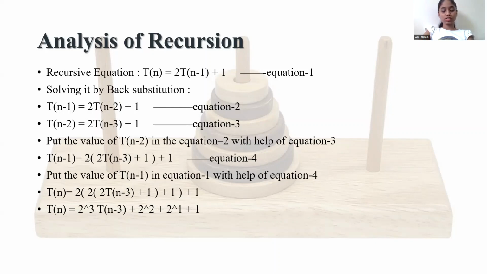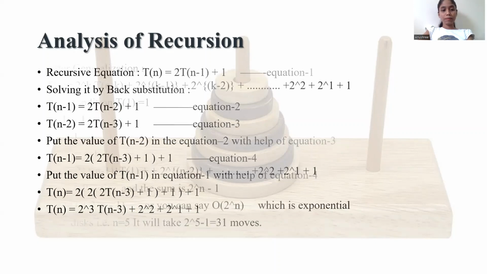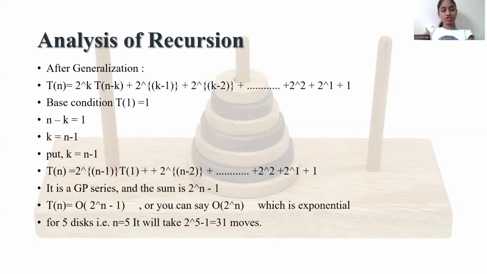T(n) = 2^3 T(n-3) + 2^2 + 2^1 + 2 + 1. After generalization, that is up to k terms, T(n) = 2^k T(n-k) + 2^(k-1) + 2^(k-2) + ... + 2^2 + 2^1 + 1. Base condition: we know that for moving one disk, we require one move.